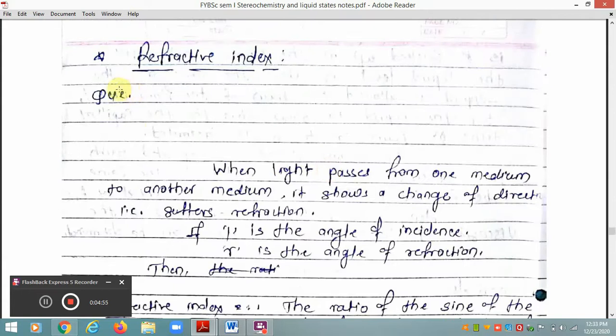Dear friends, there is another important property of the liquid that is called refractive index.